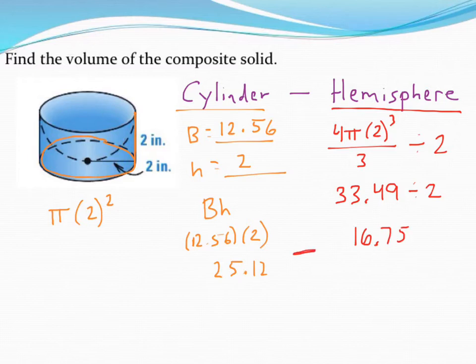So then our thinking was, remember, we're going to subtract those 2 answers. The volume of the cylinder, scooping out that hemisphere that we don't want to include in the volume, gets me a final answer of about 8.37 cubic inches.